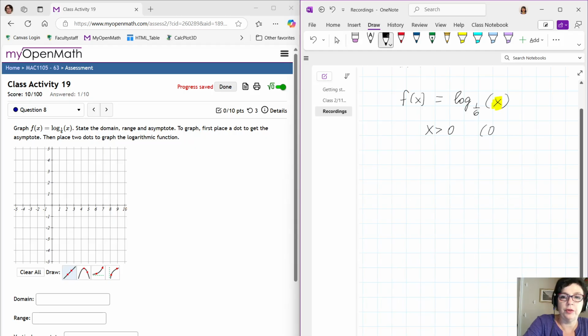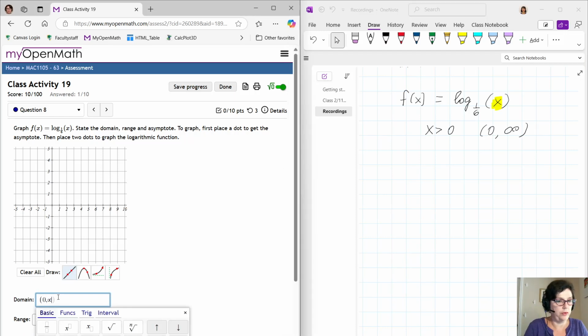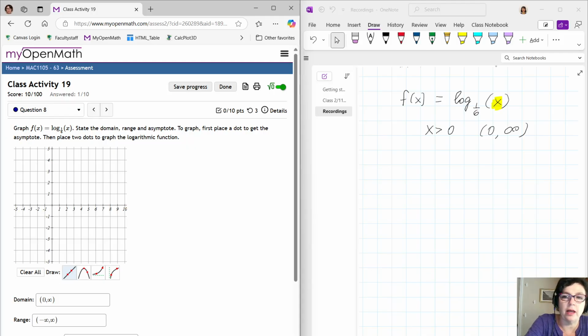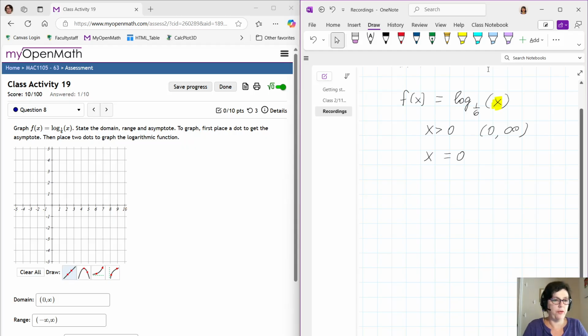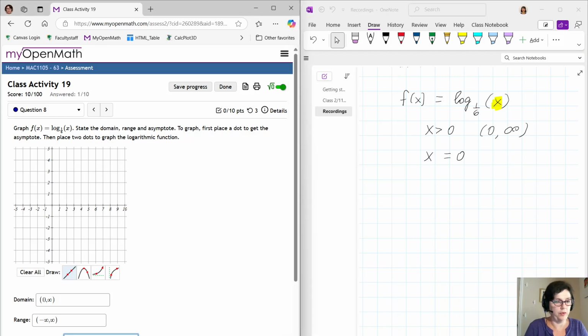What that in interval notation is that it's 0 to infinity. So right here, we're going to say 0, infinity. Now, the range of the logs are powers, and power could be any number. So range is negative infinity to infinity. The vertical asymptote of the log is whatever makes the argument equal to 0. So here the argument is x, and I set it equal to 0, and that's my vertical asymptote. So that's going to be over here.